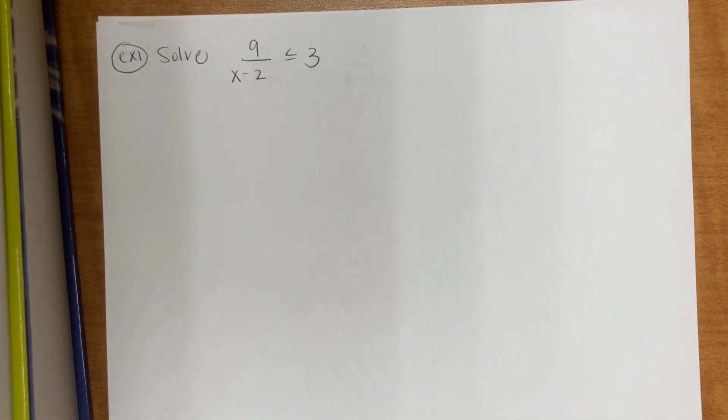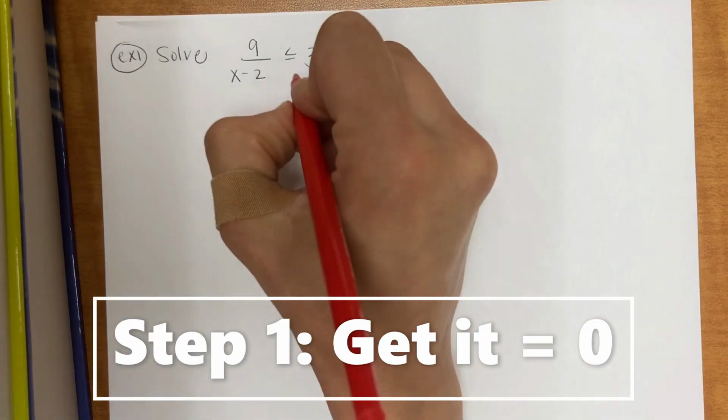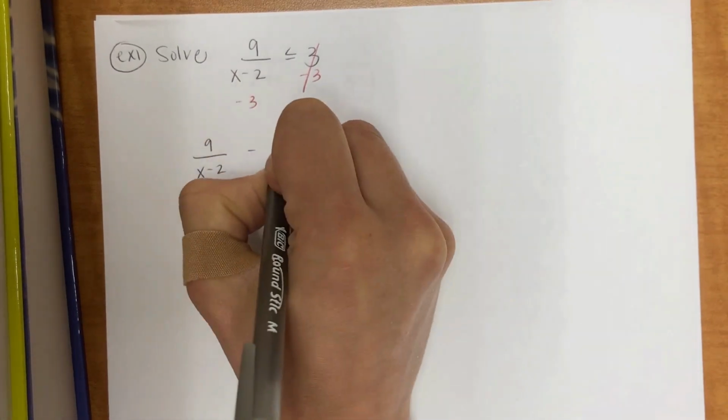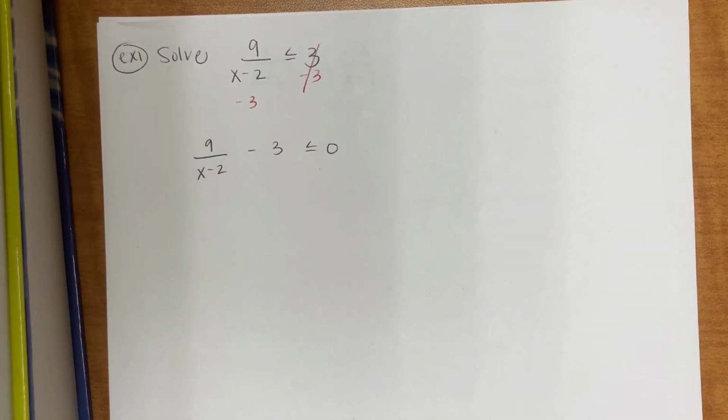Here's our first one. Solve 9 over x minus 2 is less than or equal to 3. So step number 1, we want to get it equal to 0. So subtract your 3 over to the other side. All right, step number 2, we want to add these together.